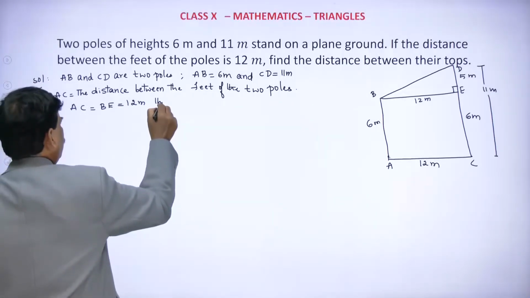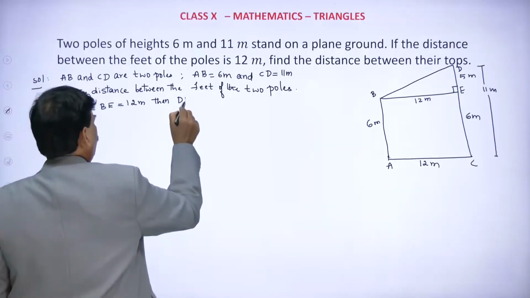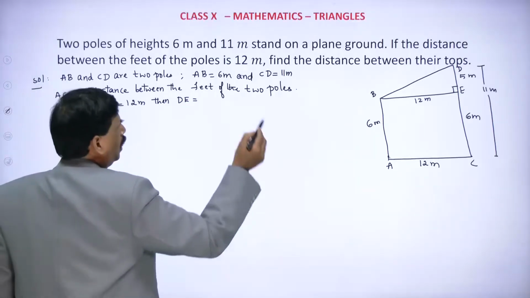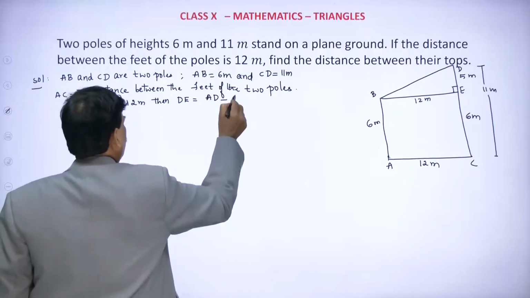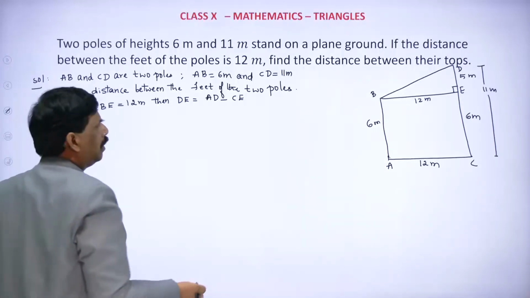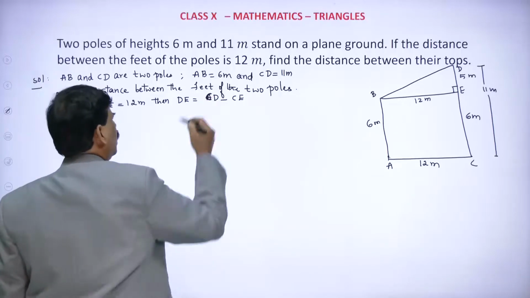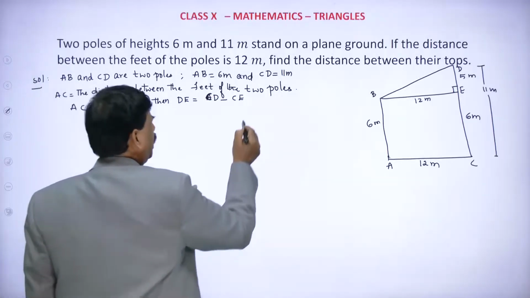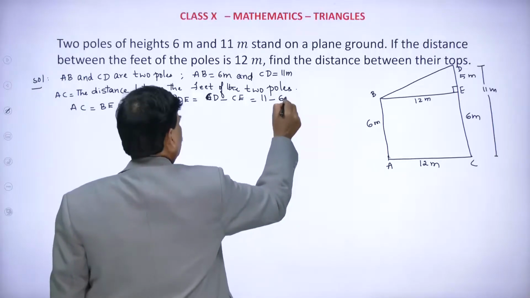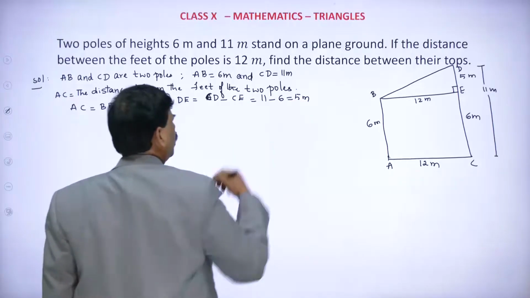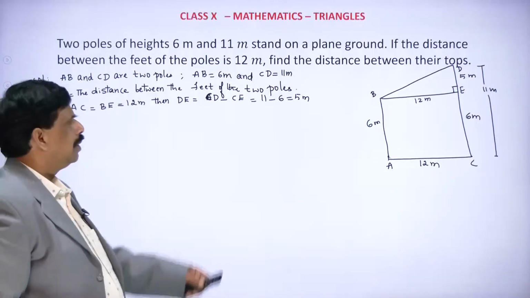Then what will be DE? DE is equal to CD minus CE. CD is how much? 11. CE is 6. This is equal to 5 meters. We got DE. Clear.